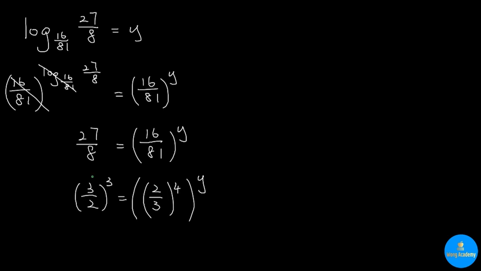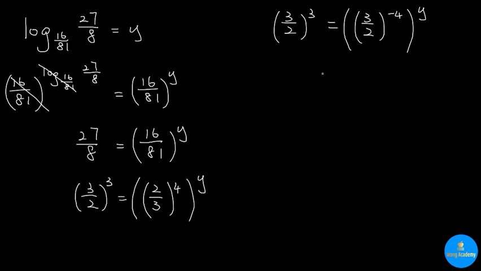So we can keep the left-hand side and rewrite the right-hand side as 3 over 2 to the power -4, and then raised to the power y. In this way, both sides have the same base, and we can just compare the exponents, and we will get 3 must be equal to -4 times y, and y will then be equal to -3 over 4. In this way, we finish computing the output value of this logarithmic function by using the fact that exponential functions and logarithmic functions are inverses of each other.